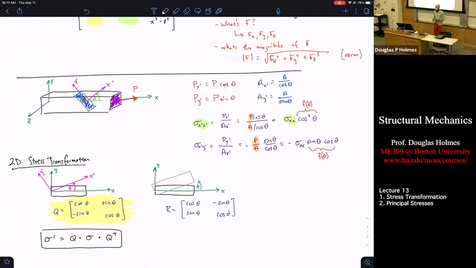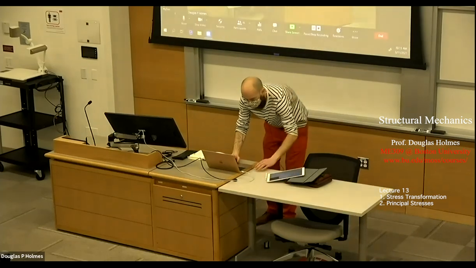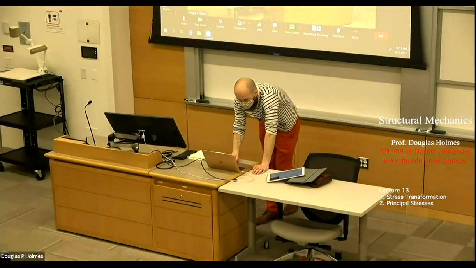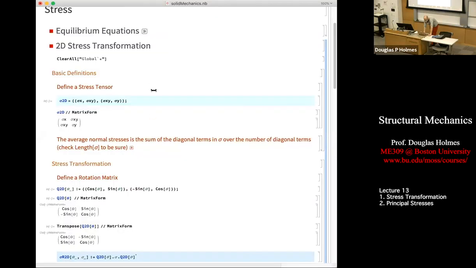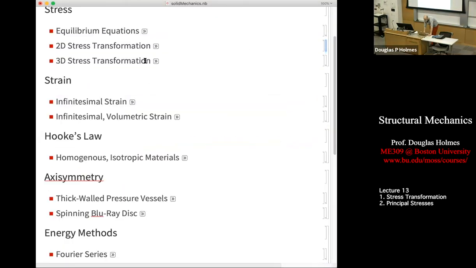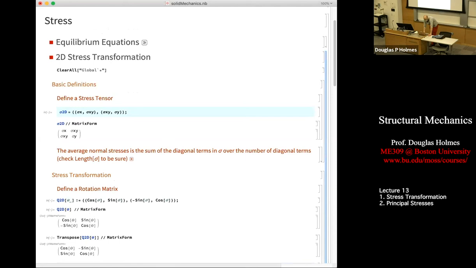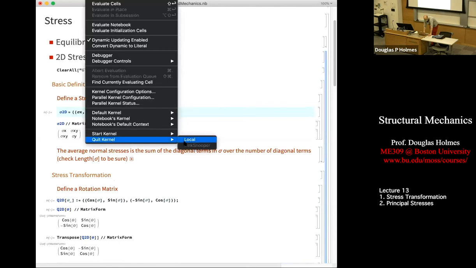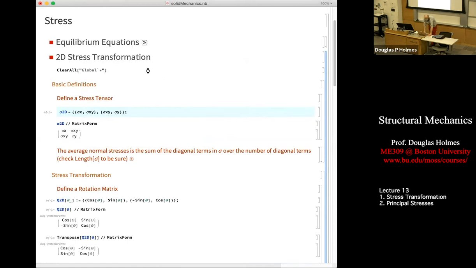It's pretty straightforward to implement something like this in Mathematica. So let me show you how to do it. I'm going to switch gears here. Again, this is in the same notebook I sent you. You just need to come down to stress transformation 2D. So that's this thing. If you open that up, again, I'm going to quit everything, quit my kernel local. You could also run this top command here, clear global weird symbols.